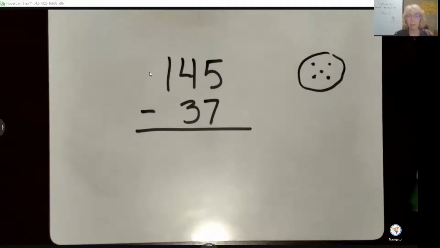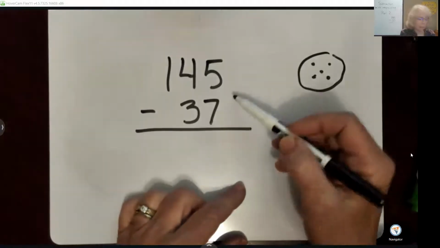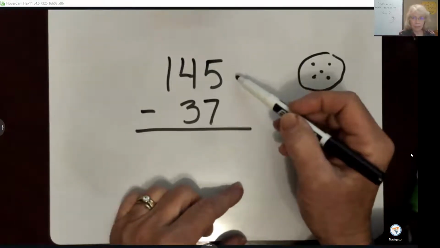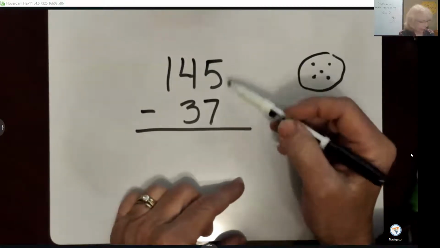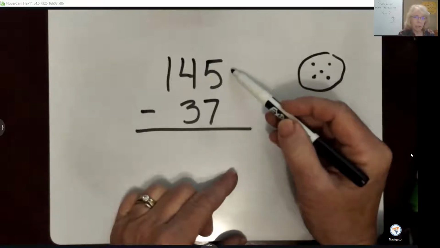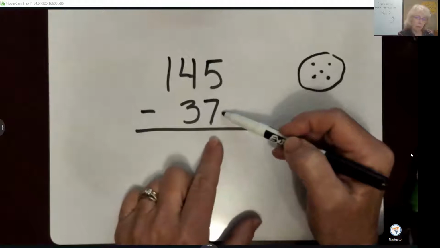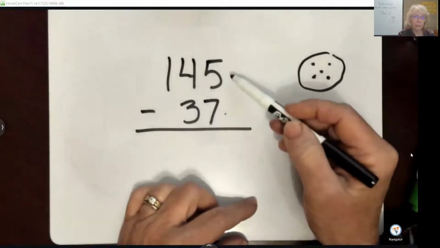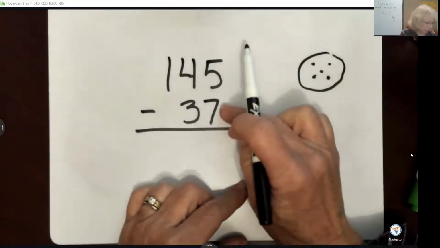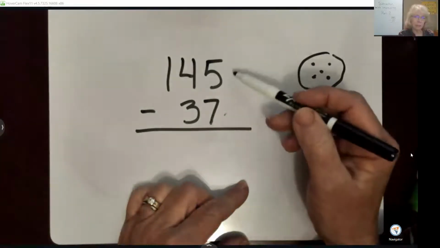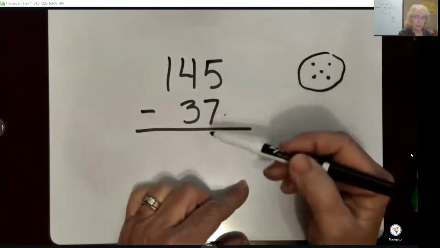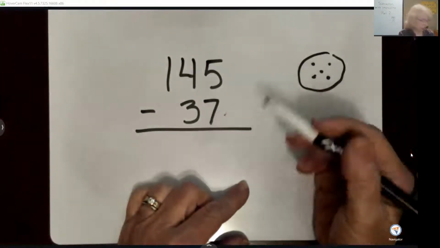So first, here's our problem, 145 minus 37. The first thing that's important to understand is that order matters in subtraction, and we have to look at, is the number on top big enough to subtract the number underneath. In this case, the most common mistake I see students make is they look at those two numbers and they instantly know the difference and they put down 2.